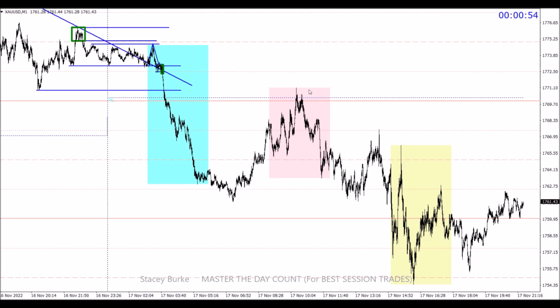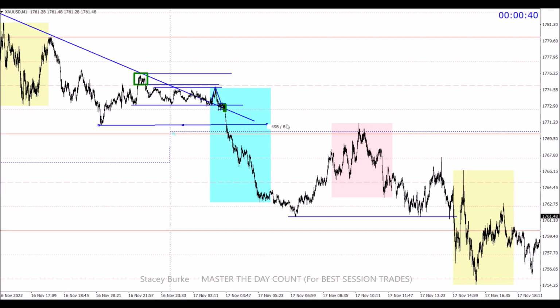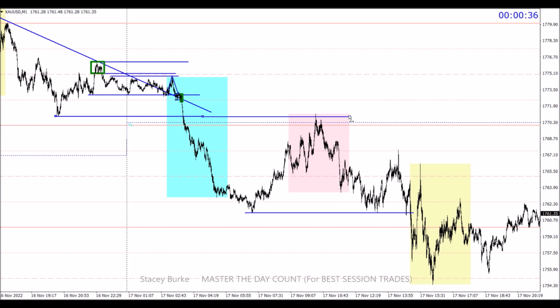What does that tell us on day 4? We're now potentially in a broken down market, which means I'm looking for low-hanging fruit. We broke out of the consolidation from the U.S. session. We're below the previous day's low now. We're below the previous day's low. We're in a broken down market.